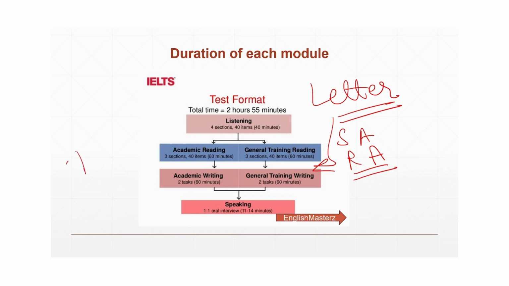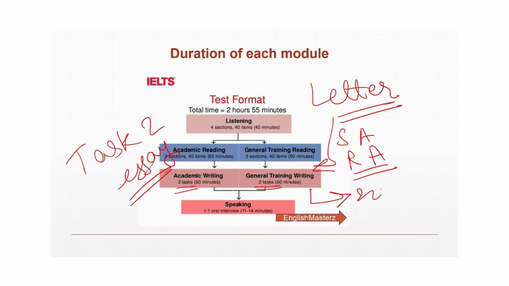Then we have task 2, which is related to essay writing. Essay writing has more weightage and more time duration than task 1. So the time is 60 minutes, which is divided into 2 tasks. That means approximately 20 minutes for task 1 and 40 minutes for task 2.